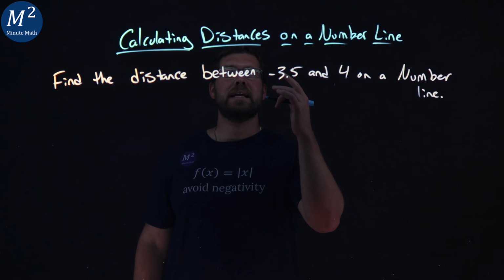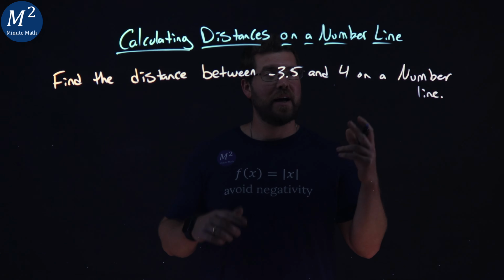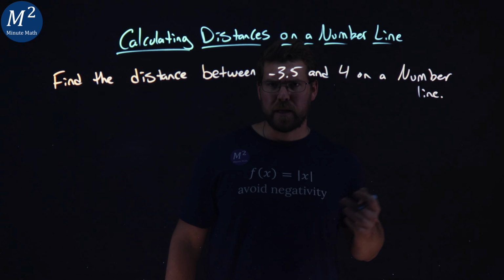Let's learn about calculating distances on a number line. Find the distance between negative 3.5 and 4 on a number line.